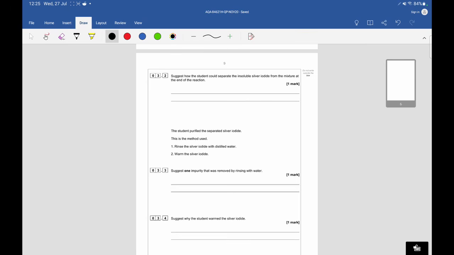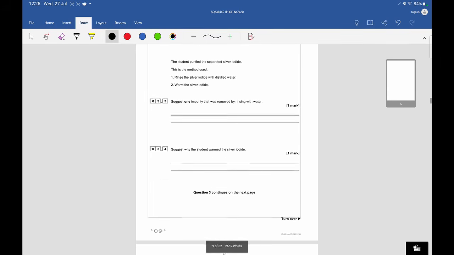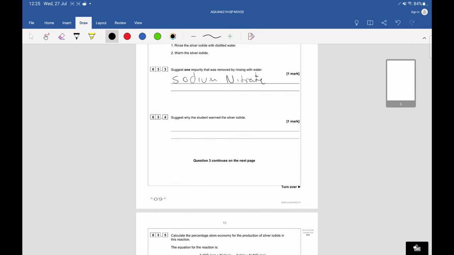Question 3.2 says suggest how the student could separate the insoluble silver iodide from the mixture at the end of the reaction. Well, we have an insoluble substance in a mixture. It's a liquid. So we're going to filter it. Simple as that. One impurity that's removed by rinsing with water. We're looking for anything that dissolves in water. So we could say the sodium nitrate. Well, why did they warm the nitrate? And they did that to evaporate water.